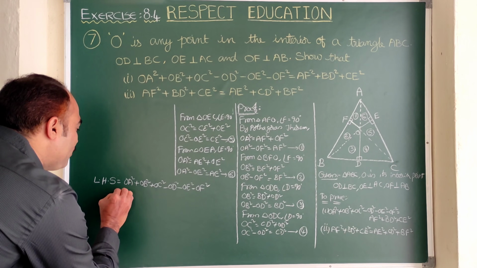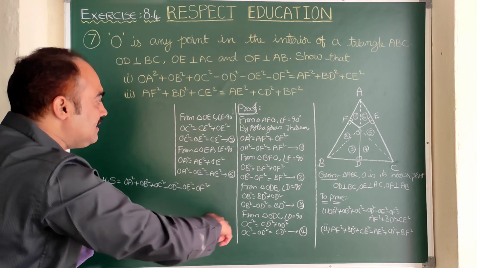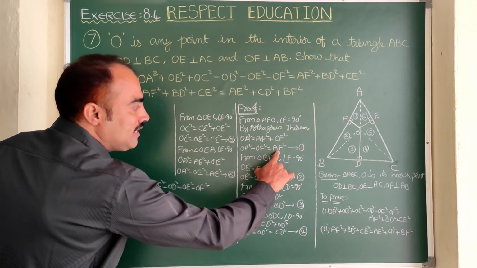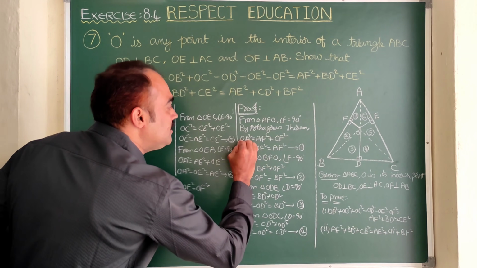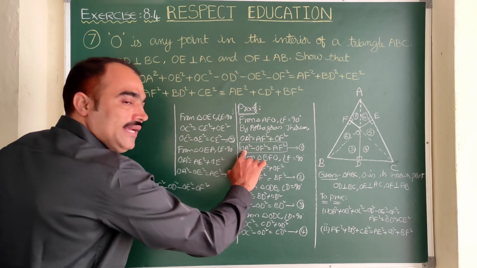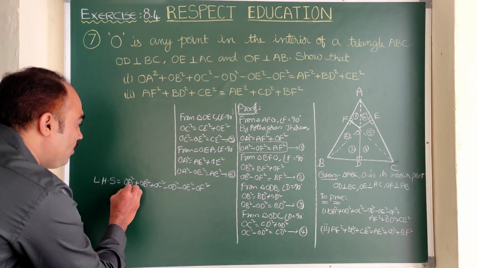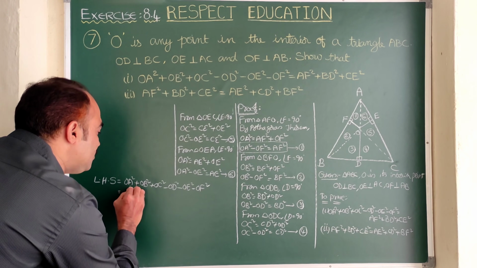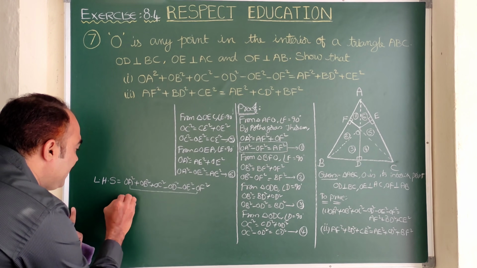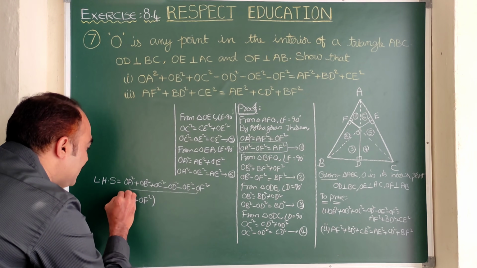Now what I am going to do, simply observe. I want AF square. In this list you search where AF square is. If you observe carefully, equation 1 gives us AF square. So by using equation 1, if I write OA square minus OF square, that will definitely be AF square, right? So I am writing OA square minus this OF square, these two together. Clear?